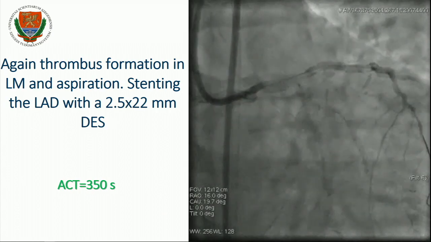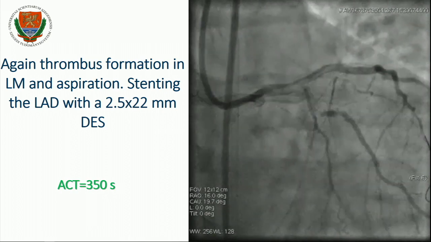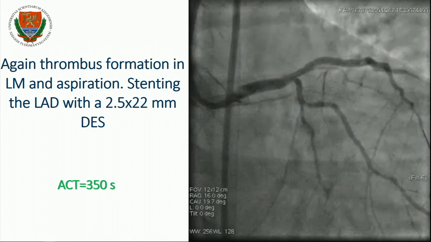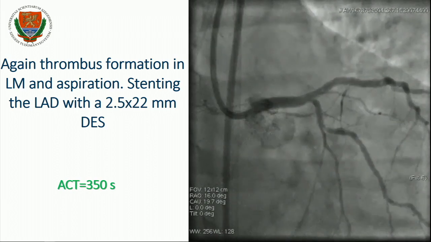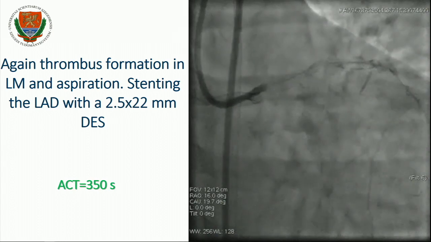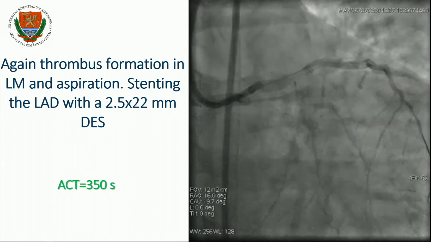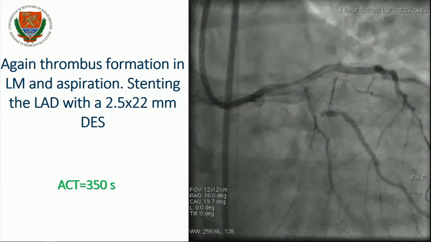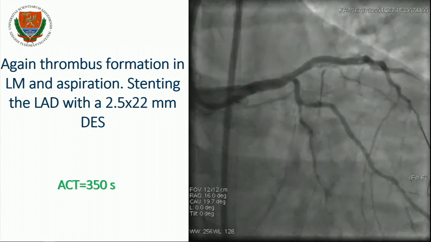And during these manipulations, again, the patient started to have chest pain and ST elevations on the ECG. So we did a control angiography of the left system, and we could see, again, thrombus formation in the previous LAD stent as well as the left main. So we decided to do thrombus aspiration again, and we implanted a 2.5 by 22 millimeter DES to the LAD. At this time, the ACT was again normal, at 350 seconds.